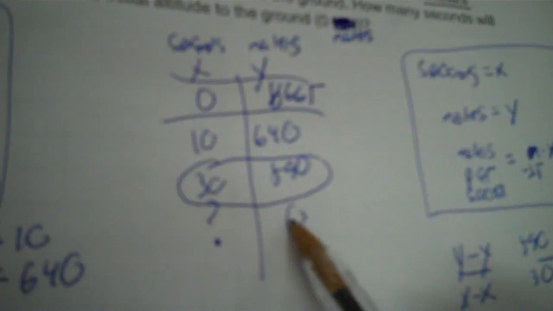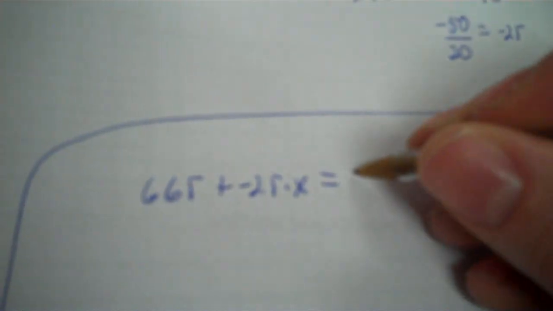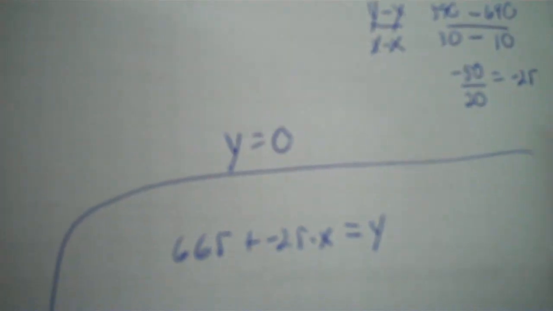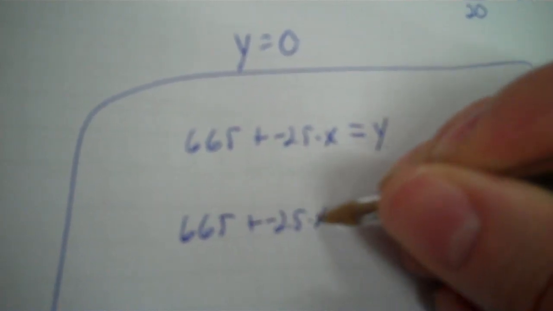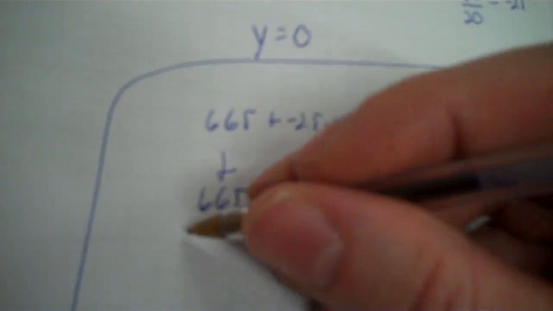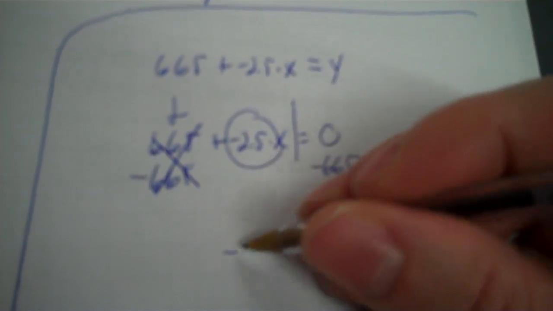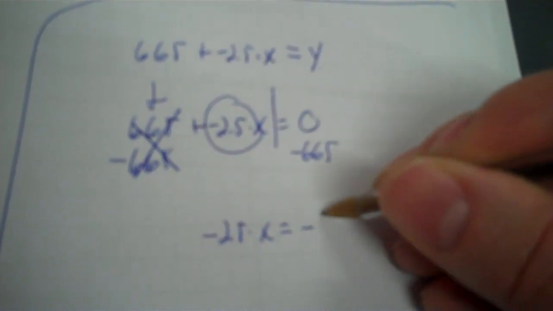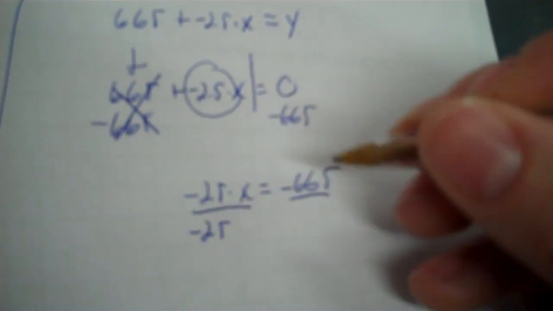Okay, now write your equation, substitute 0 in for y. So you got 665 plus negative 2.5 times x equals y, okay? Y equals 0. So 665 plus negative 2.5 times x equals 0. Now we have to solve for x. So you need to minus your 665. Negative 2.5 times x equals negative 665. Then you divide each side of your equation by negative 2.5.